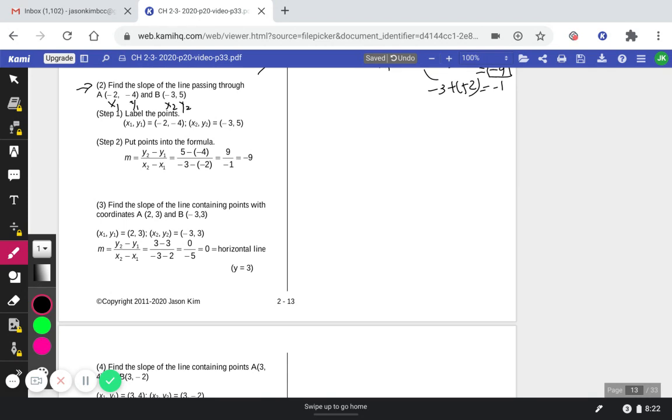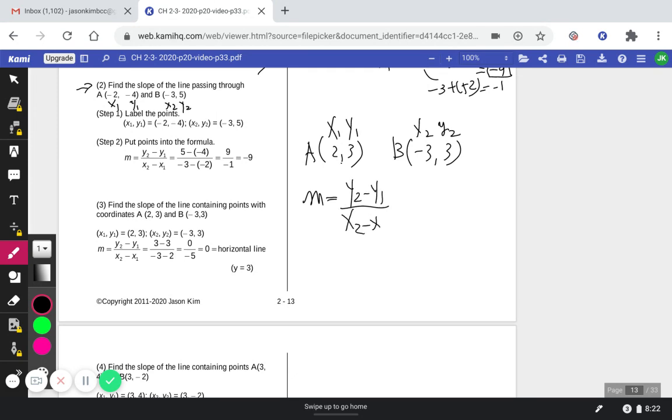Another practice. A is (2, 3), so label as x1, y1. B in this question is (negative 3, 3), x2, y2. Slope is y2 minus y1 over x2 minus x1. That becomes 3 minus 3 over negative 3 minus 2. So 3 minus 3 is 0. Negative 3 minus 2 is negative 5. 0 over any number is 0. So slope is 0. Okay.